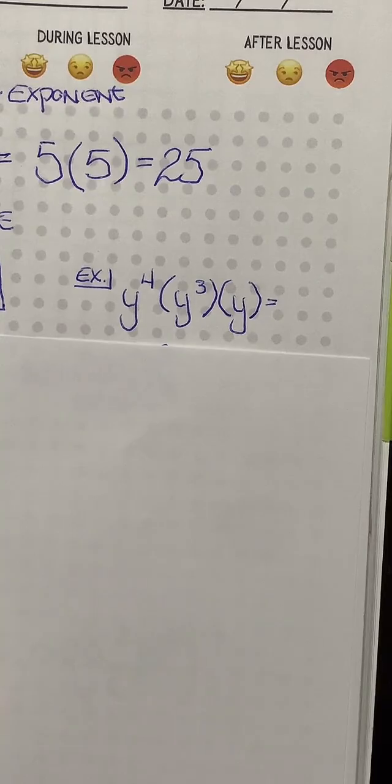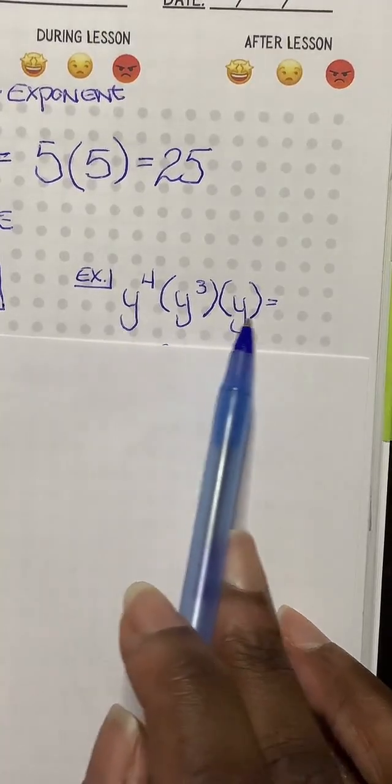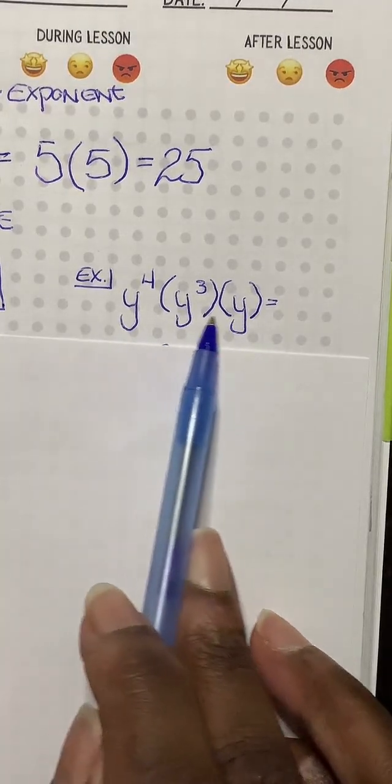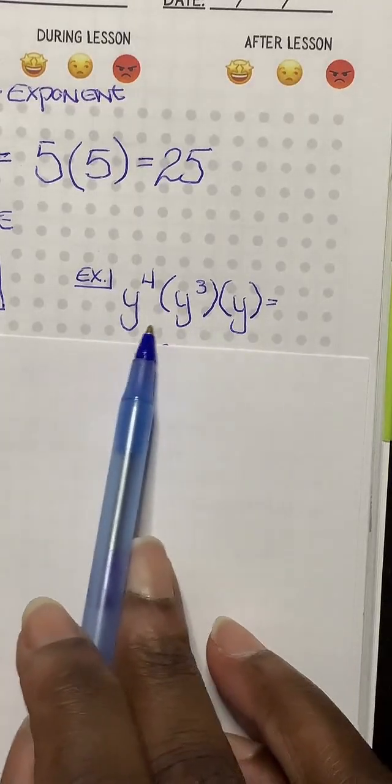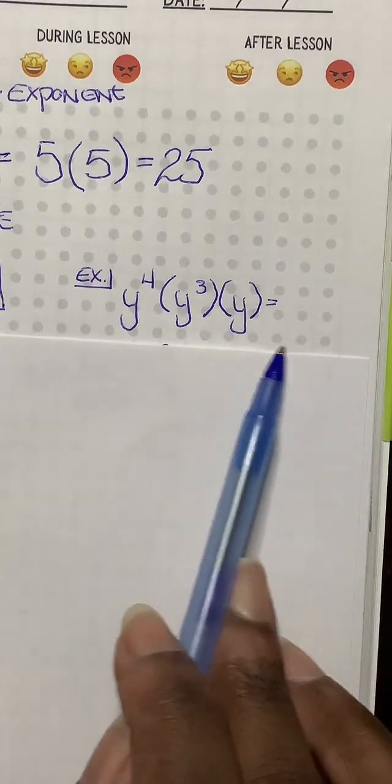Okay, so let me... What operation is going on right here? What operation is going on right here? I got the 8th and I got the 12ths.